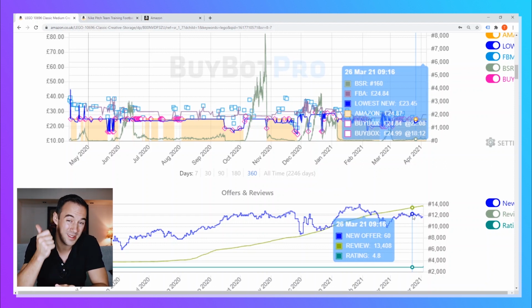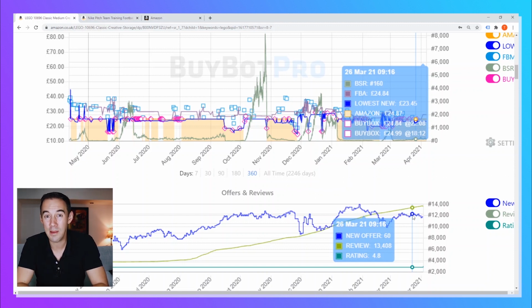I get it for a great price. Yes, Amazon are on it, but they come off the listing and it's got pretty stable metrics that I'm looking at. So I'm happy to do that analysis, or I'm happy to buy that product, and using Buybotpro has really helped me to do that analysis very, very quickly.